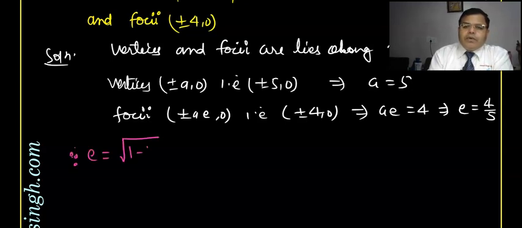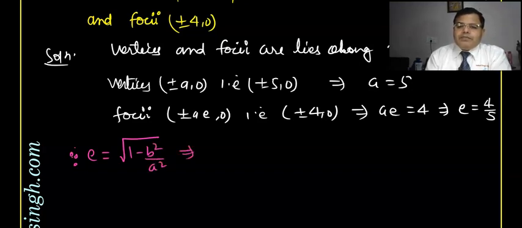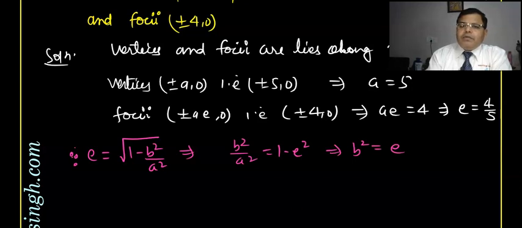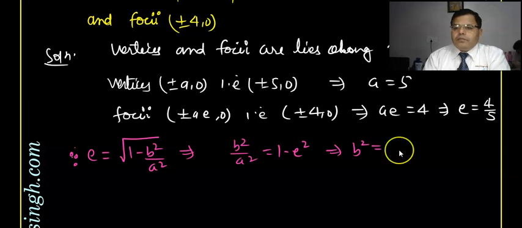Since e is equal to under root 1 minus b square by a square, that can be written as, because here a is greater than b, that I assume, 1 minus b square by a square, so b square by a square is equal to 1 minus e square. And therefore, b square is equal to a square into 1 minus e square.